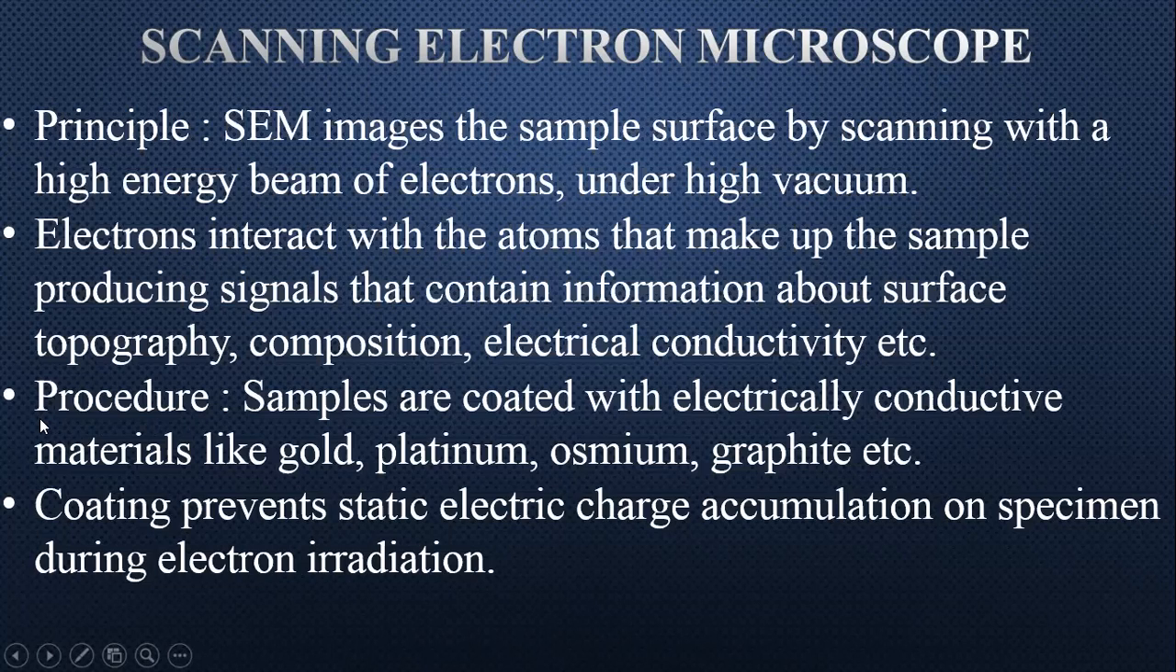The procedure used in scanning electron microscopy is that samples are coated with electrically conductive materials like gold, platinum, osmium, and graphite. This coating prevents static electric charge accumulation on the specimen during the electron irradiation. Electron irradiation will cause the creation of static electric charge, and to protect the specimen from the static charge, we coat it with an electrically conductive material.